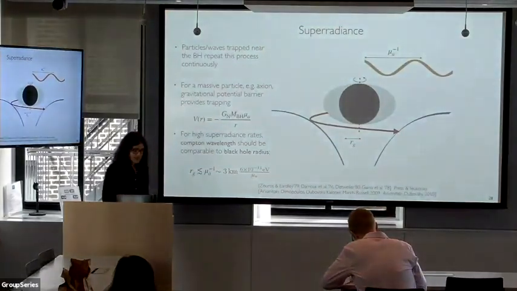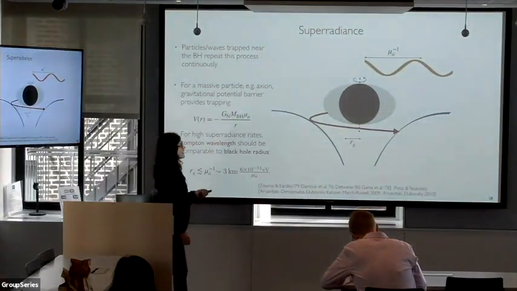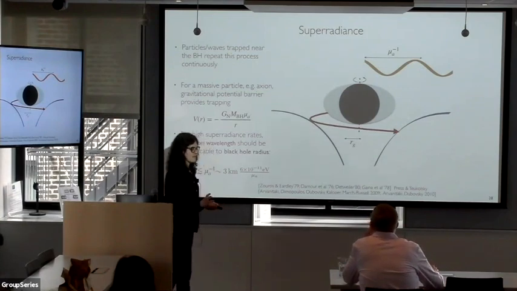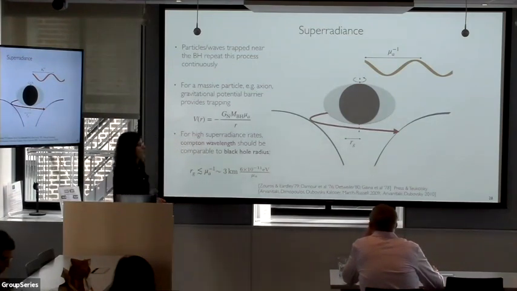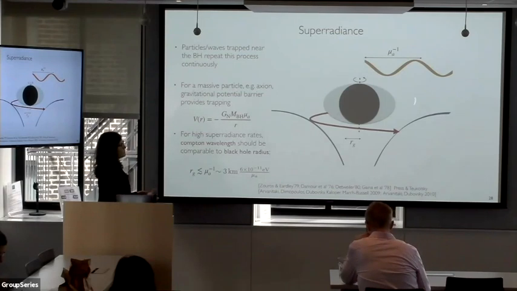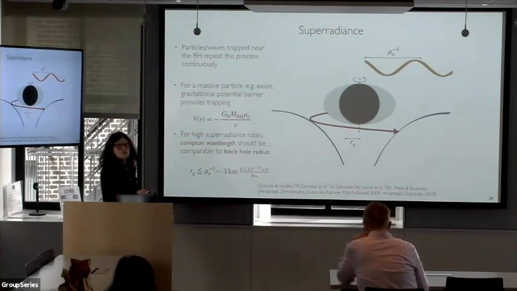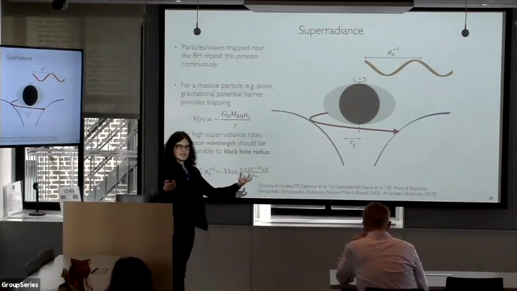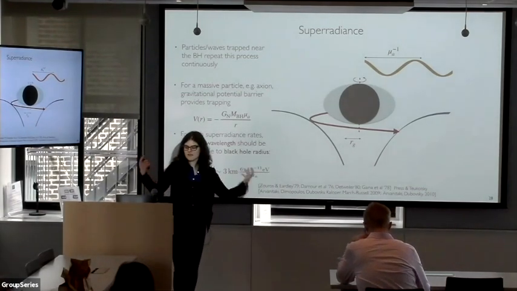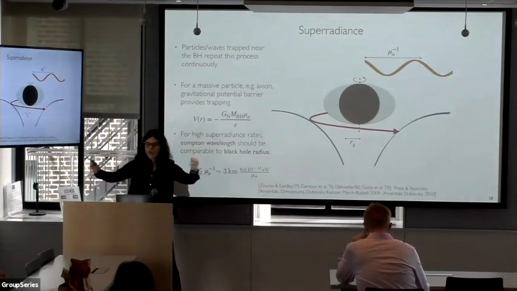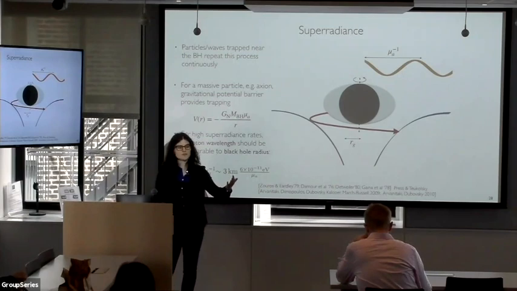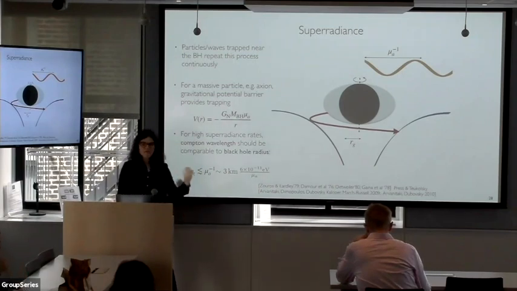However, it was realized in the 70s that this process could become exponential if the wave has a small mass. So if you have this black hole and you have a particle whose wavelength is of order of the size of the black hole, it can form bound states, just gravitationally bound states around the black hole. And if those bound states have the right angular velocity, then the superradiance process will apply and those bound states will grow.